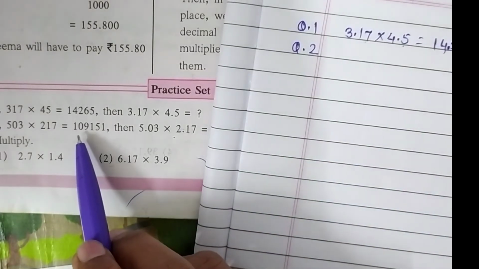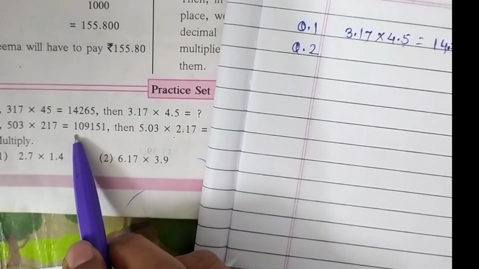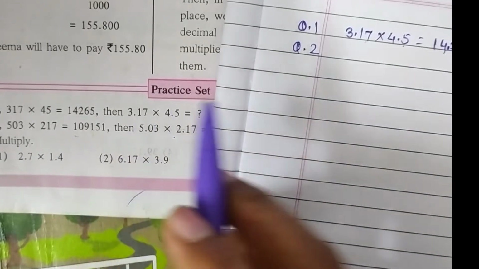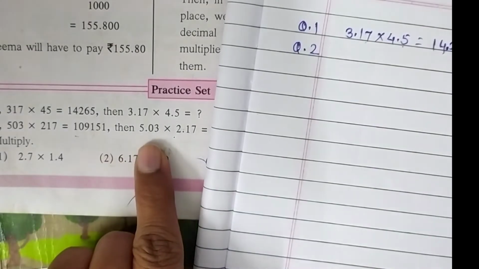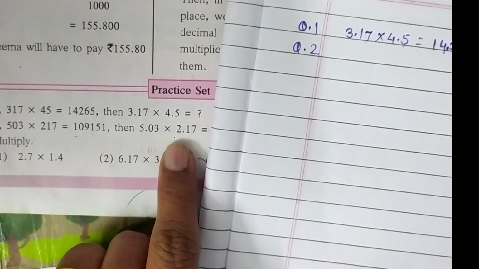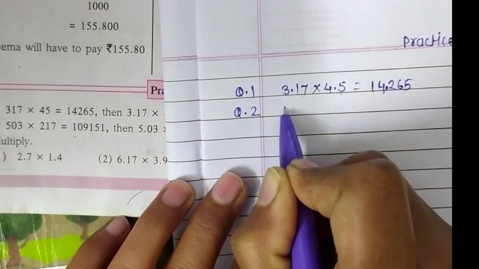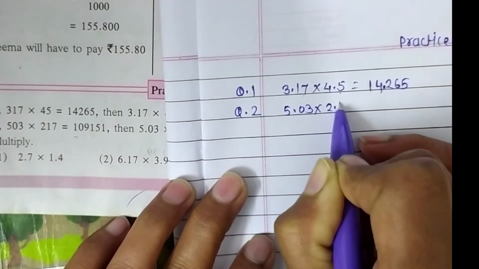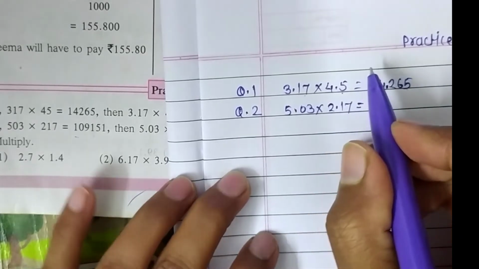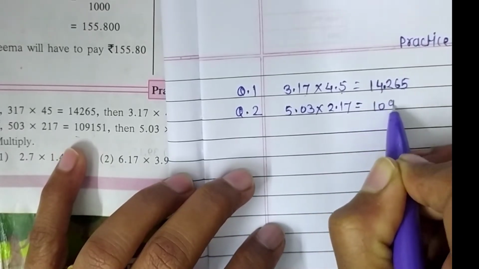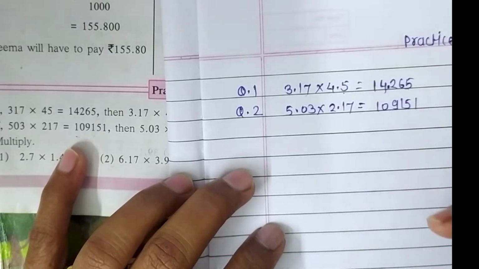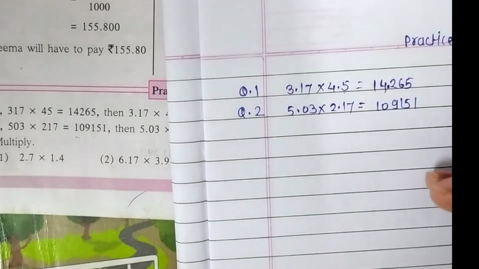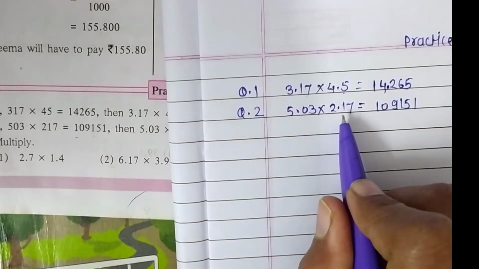So we are going to write the answer is 109,151 for 5.03 multiplied by 2.17. 5.03 multiplied by 2.17 is equal to also 109,151. Now we have to place the decimal point.